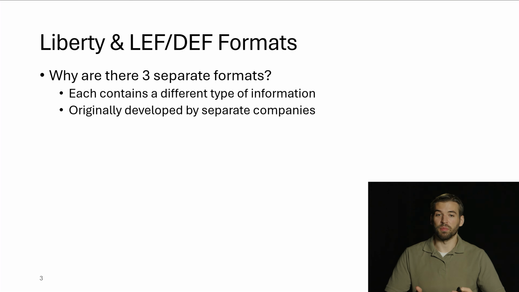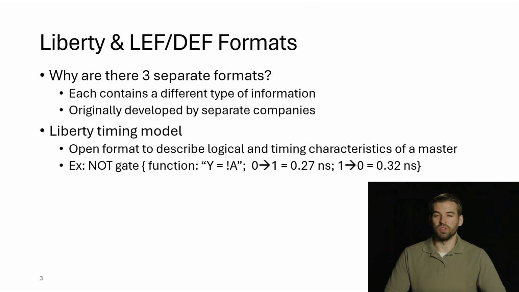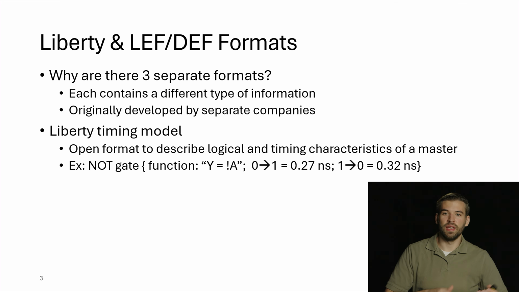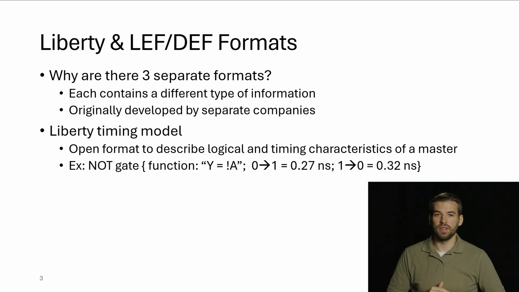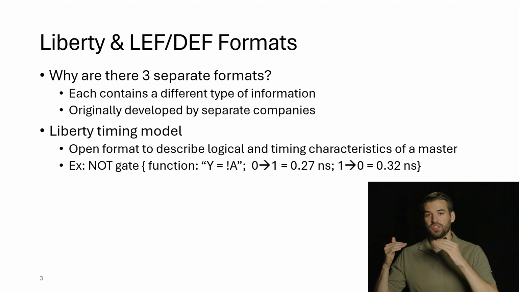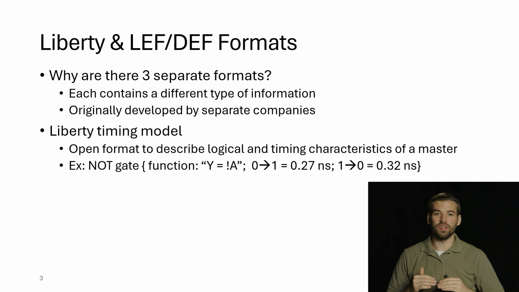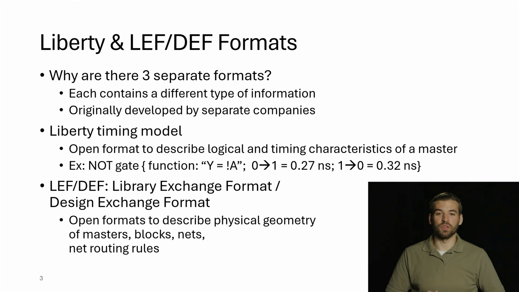As for the types of information, the Liberty format is primarily concerned with storing the logical and timing characteristics of master cells. Additionally, it can express how much time it takes for a signal to propagate through that cell, from the input to the output. An example might be that when the input transitions from 0 to 1, it takes 0.27 nanoseconds for the output to transition and stabilize. It may also identify that different transitions take different amounts of time. For example, if the input transitions from a 1 to a 0, the delay through the cell is instead slightly slower at 0.32 nanoseconds.